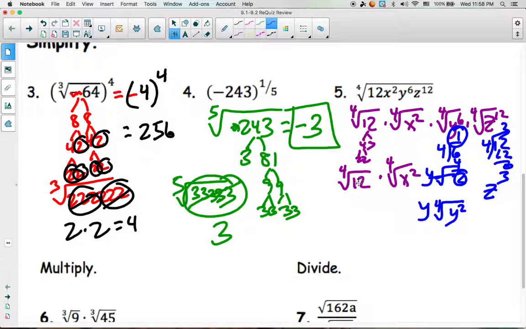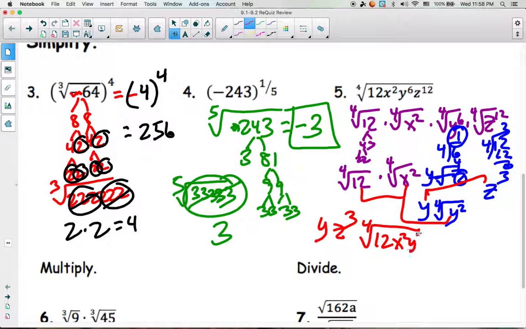And then I need to go through and take each of these individuals and multiply them together. So values outside of a radical can be multiplied together. So we have a y outside and a z to the third. So that gives me y z to the third. And then values under the radical can be multiplied. That'd be 12 times x squared times y squared, which is 12x squared, y squared. And that would be your simplified form.